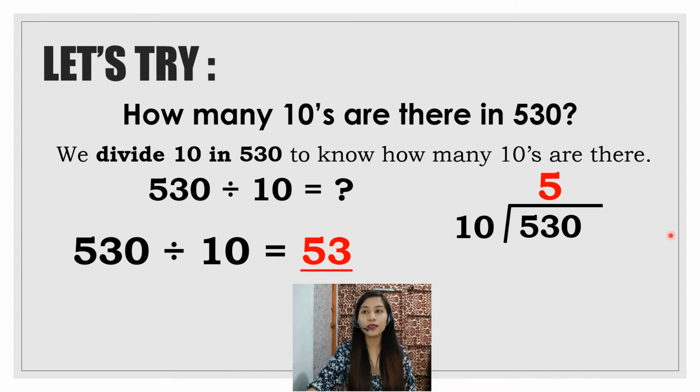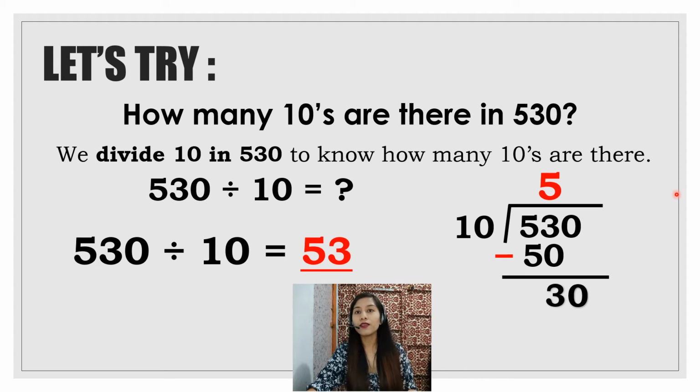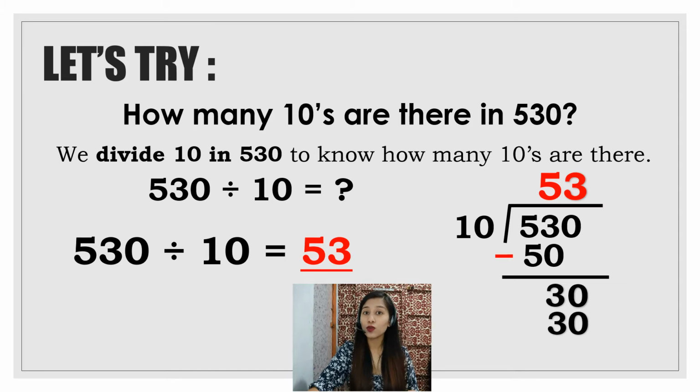5 times 10 is equal to 50. And then we subtract. 53 minus 50 is equal to 3. And then bring down 0. 30 divided by 10 is equal to 3. Then 3 multiplied by 10 is equal to 30. And then we also subtract. 30 minus 30 is equal to 0.